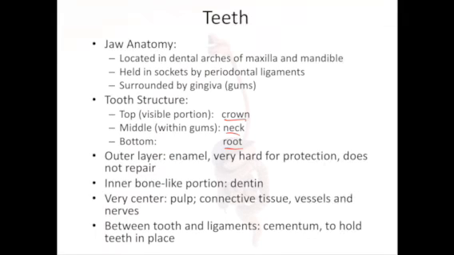Okay, and then we also have what are called periodontal ligaments that hold the teeth to the bones themselves, the maxilla or the mandible, depending on whether it's the top or the bottom. Okay, and then there are different layers of the teeth as well. The outer layer is the enamel. The inner bone-like portion is called the dentin, and then the very center of the teeth is called the pulp. This is connective tissue that includes vessels and nerves. And then between the teeth and the ligaments is a substance called cementum, which really just literally cements the teeth into place.